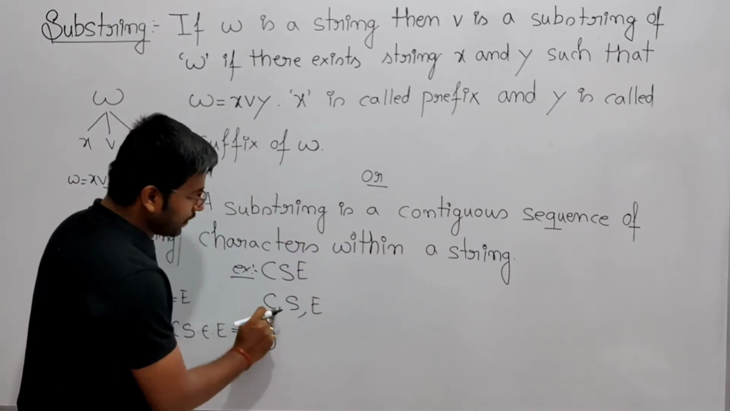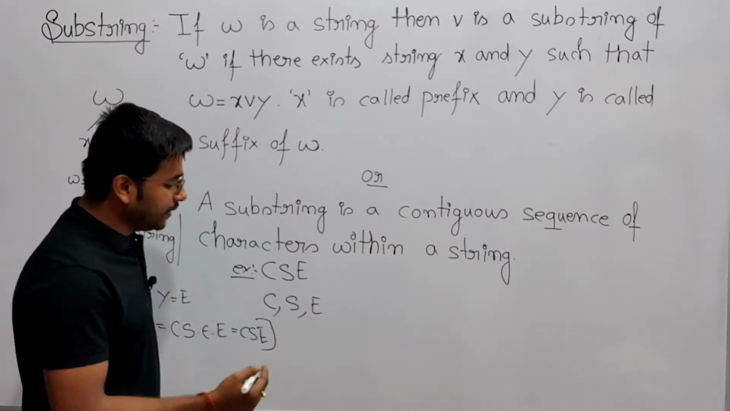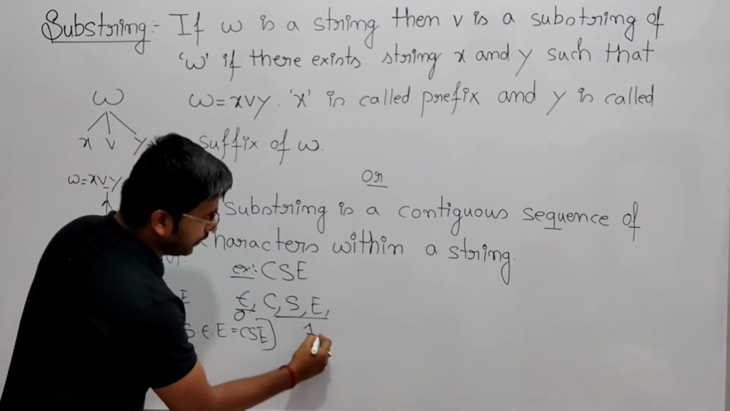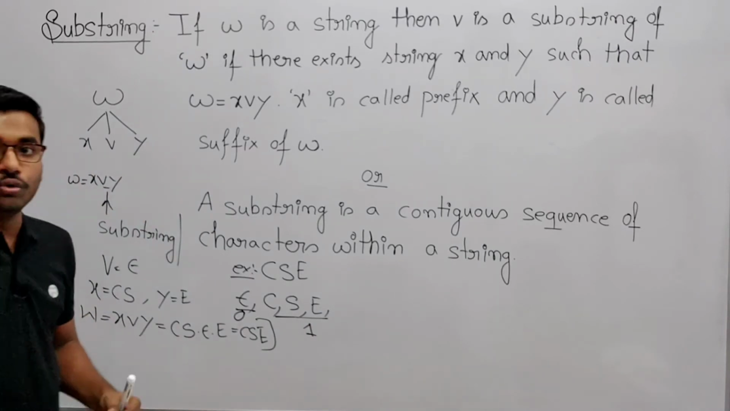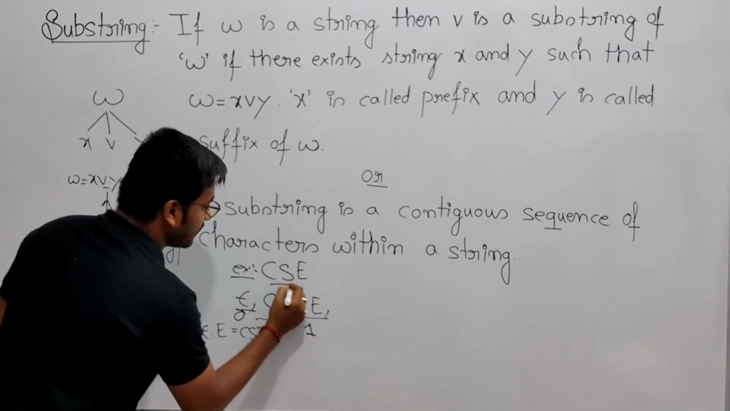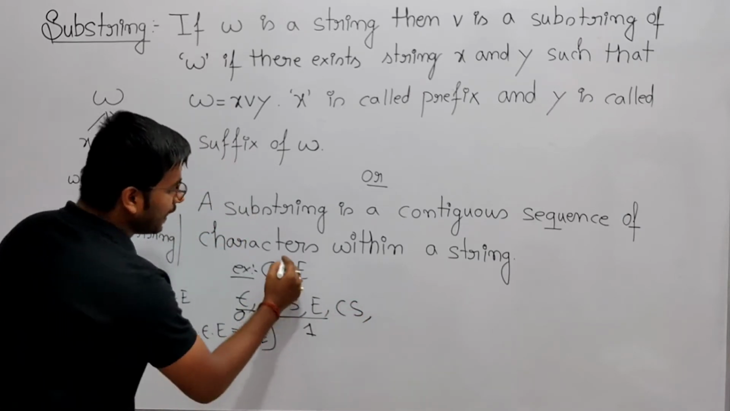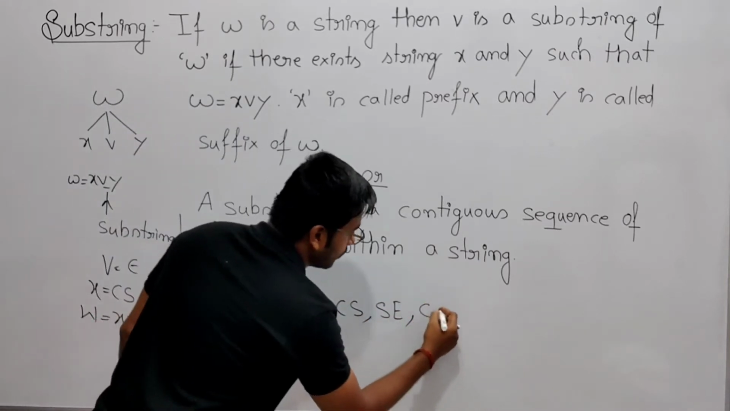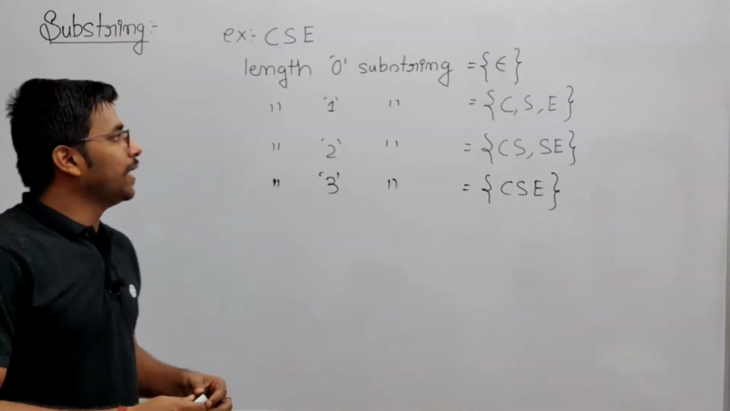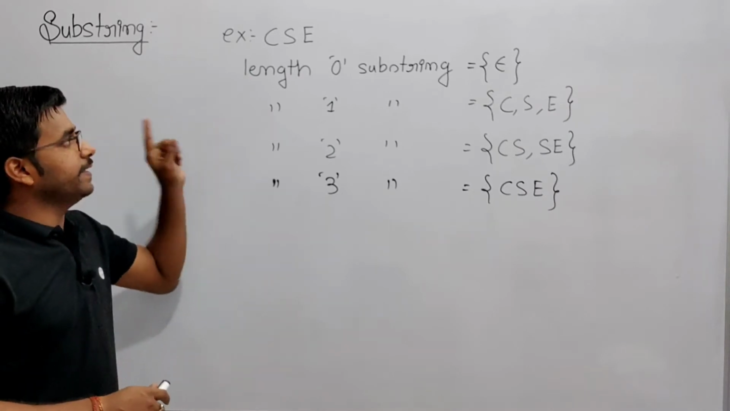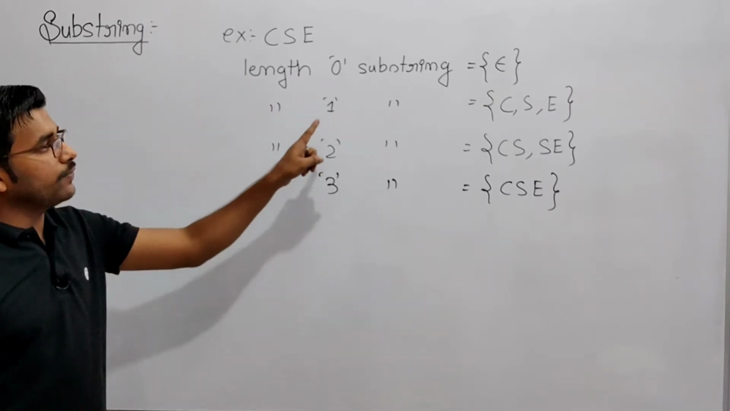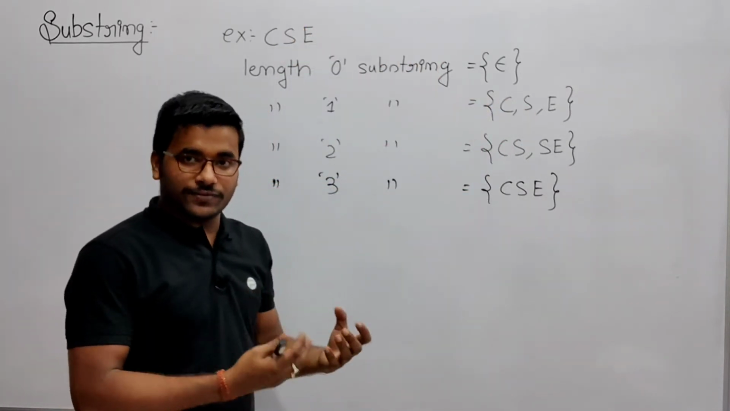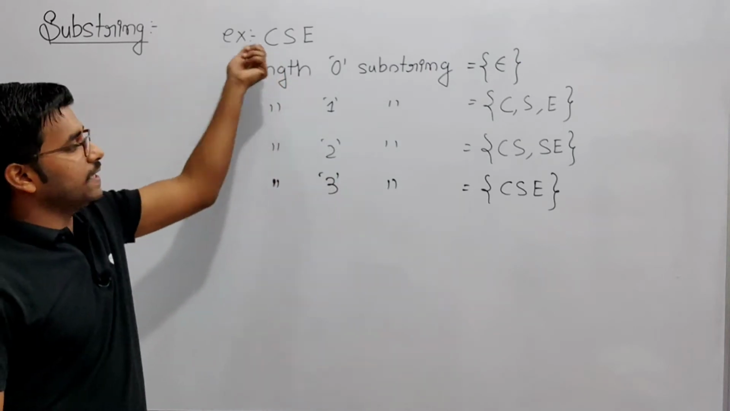So similarly, this is a substring of length 1. Now substring of length 0, epsilon. So epsilon I am writing here. Length 0, this length 1. Now length 2. So length 2, substrings will be CS, then SE. Then substring of length 3, CSE. Okay, in this way. In this example we have seen in CSE, length 0 substring we got epsilon. In length 1 we got C as a substring, S as a substring, E as a substring. Okay, and length 2 CS, then SE, length 3 CSE.